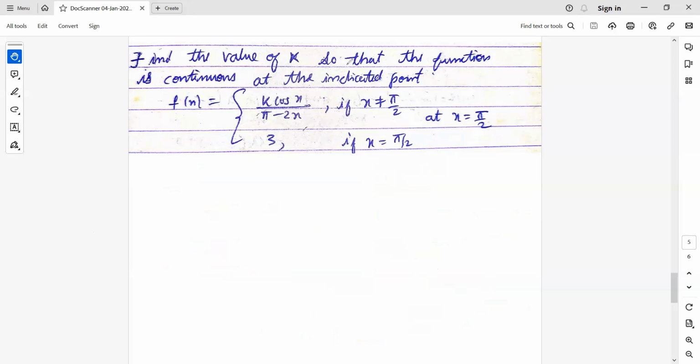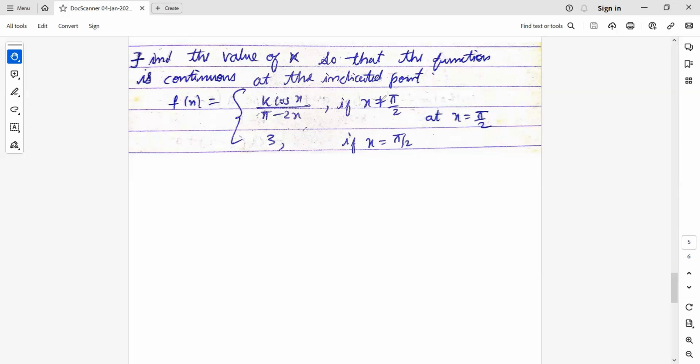Find the value of k so that the function is continuous at the indicated point. The function is defined as k cos x divided by pi minus 2x at x not equal to pi by 2, and equal to 3 at x equal to pi by 2. So we need to find the value of k when the function is continuous at x equal to pi by 2. Here the less than or equal to sign is not given; instead, equal to and not equal to is given.